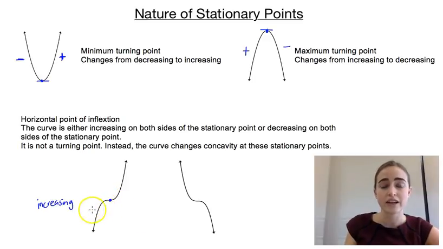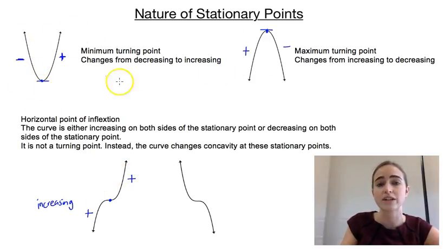Now on the left-hand side of that, this section of our function is an increasing function. It's got a positive gradient. And over here, it's increasing as well. So it hasn't changed like our turning points did. It hasn't changed from one to the other. On both sides, it's increasing. But at that stationary point, of course, the gradient of the tangent at that point is 0.